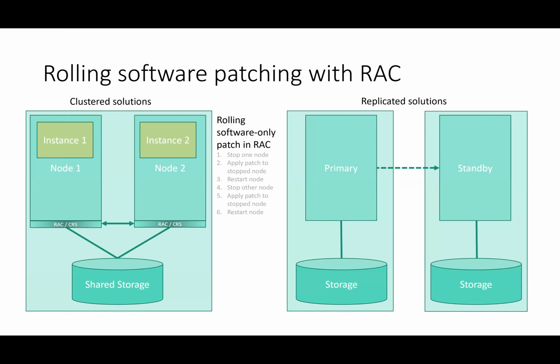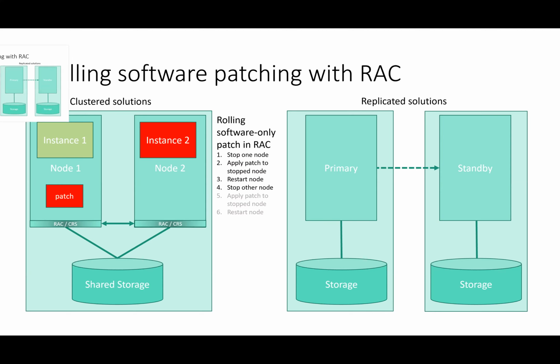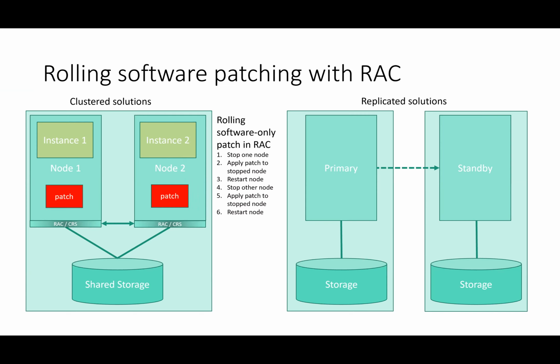With rolling software patching with RAC, when we bring the database instance down, what we patch is something on the node software within the cluster. We're not patching the database here. So when we apply a patch and bring the instance up and then bring instance 2 down and patch it and bring it back up, all we've patched is the OS on the node, either the hardware or the software on the node, maybe the RDBMS software as well.